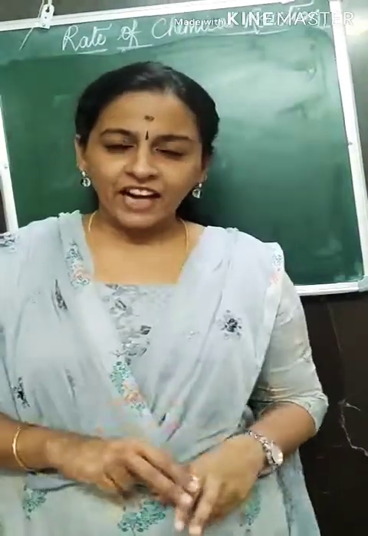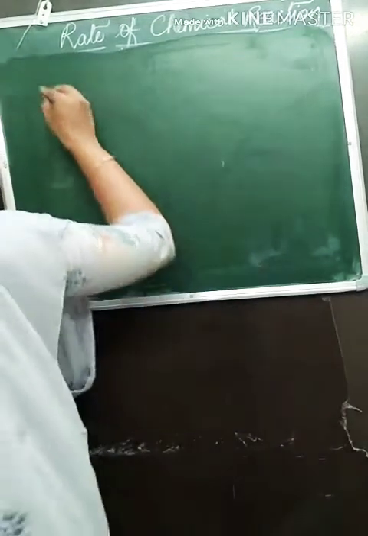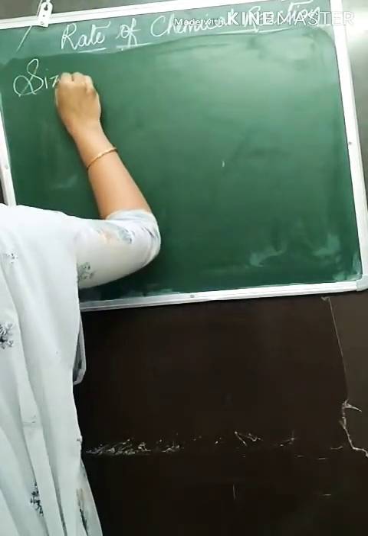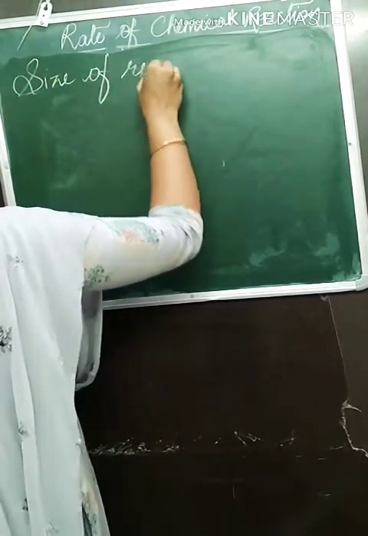So the second factor affecting the rate of chemical reaction is the size of the reactant. Size of reactant.